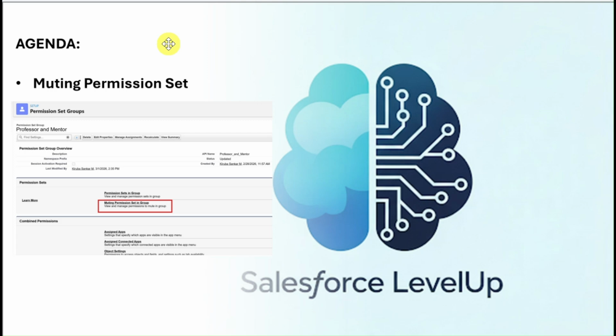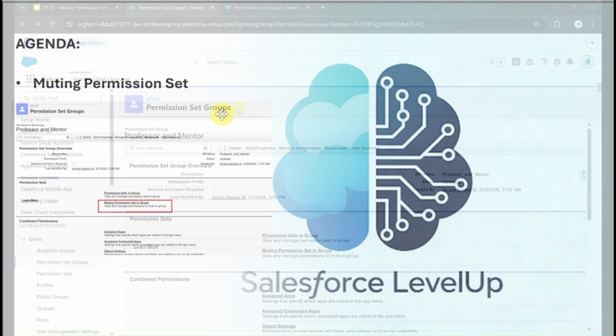We know that using permission sets, we can widen up the access to the users. But do you know there is also a concept known as muting permission set, using which we can restrict access to the users. So that is what we are going to see in this video by taking up an example.